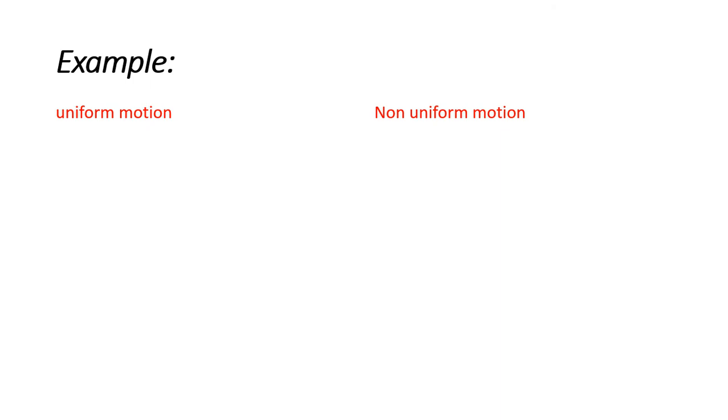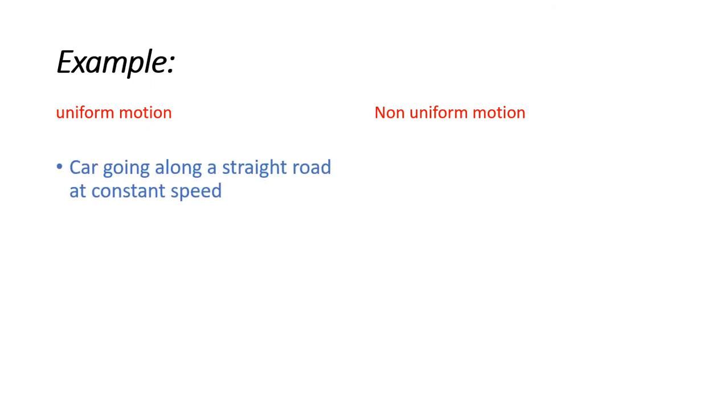So there are some examples of uniform and non-uniform motion. First we will start with uniform motion. The best example of uniform motion is a car going along a straight road at constant speed. A car is moving along a road at constant speed. And the second example is a train going along the track at constant speed. A train moving on the track at constant speed is an example of uniform motion.